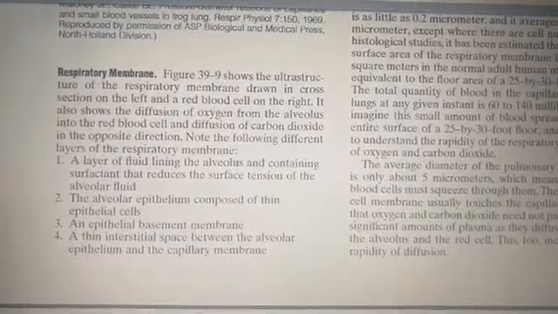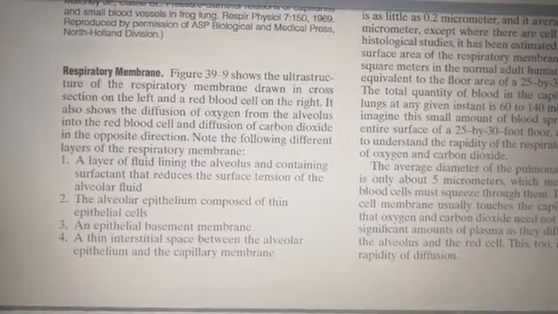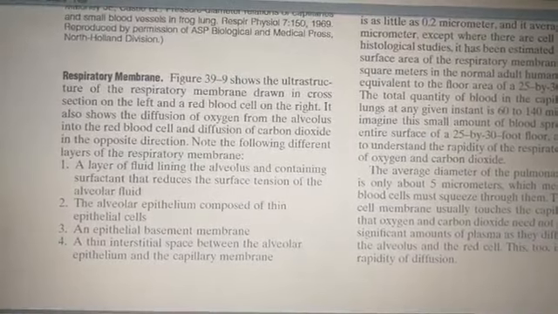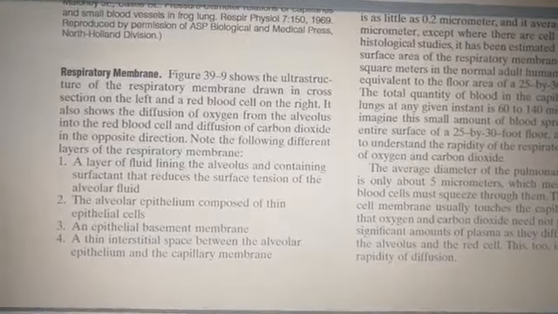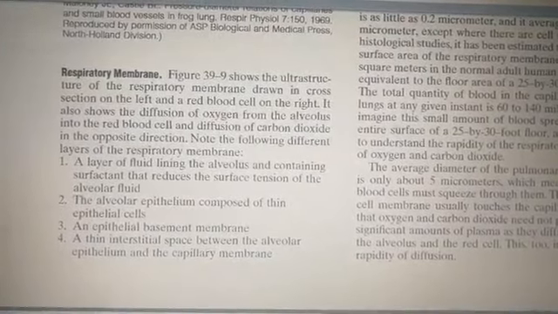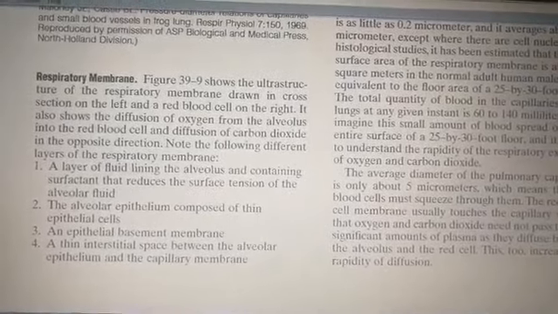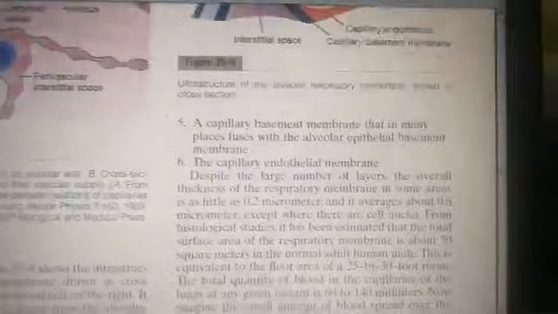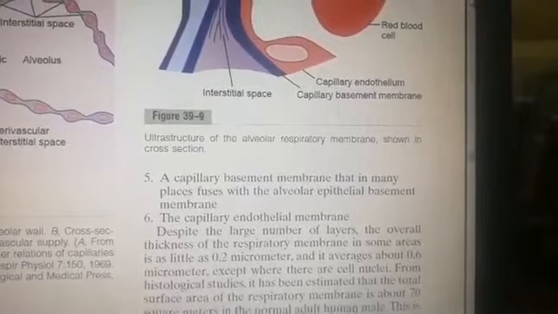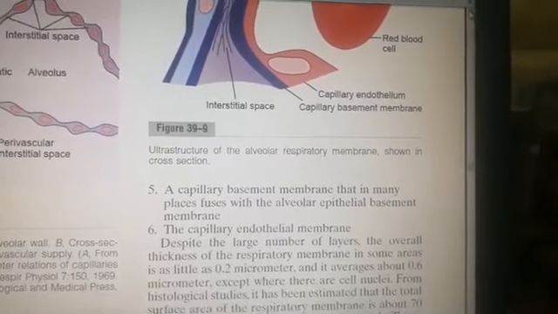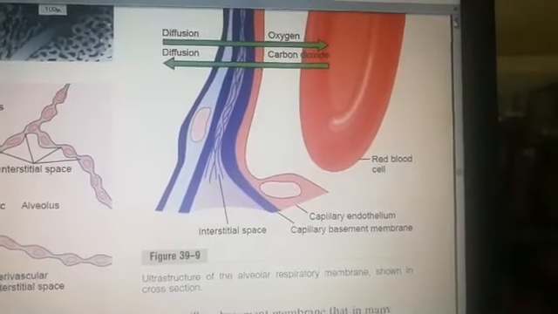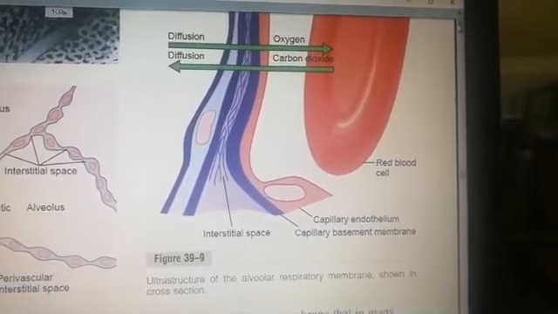So the respiratory membrane consists of a layer of fluid lining the alveolus and containing surfactant that reduces the surface tension of the alveolar fluid, the alveolar epithelium, and the epithelial basement membrane, and a thin interstitial space between the alveolar epithelium and the capillary membrane. And then is a capillary basement membrane, and then capillary endothelium. So these are the 6 layers. You can see here also the capillary basement membrane and capillary endothelium, the capillary endothelium in red.